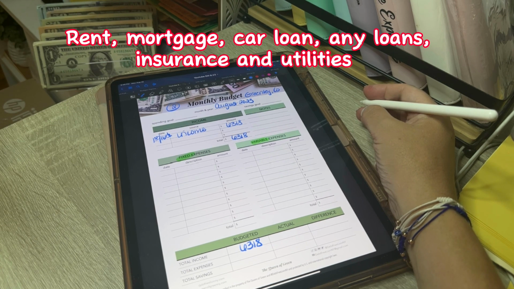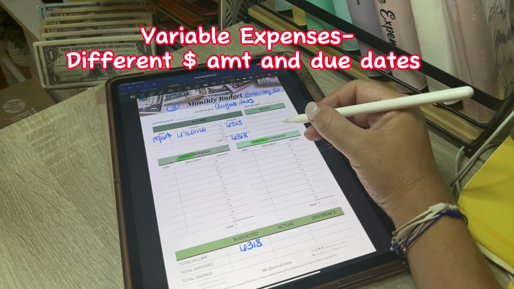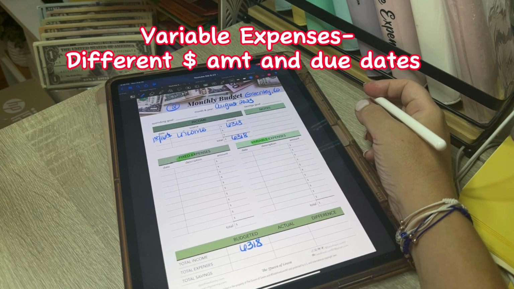Your utilities are considered fixed expenses, where your variable expenses are expenses that are not consistent for one or more reasons. Either they don't happen on the same day, or they don't happen at all. They might not happen at all for the month. It could vary in how much money it is per month.